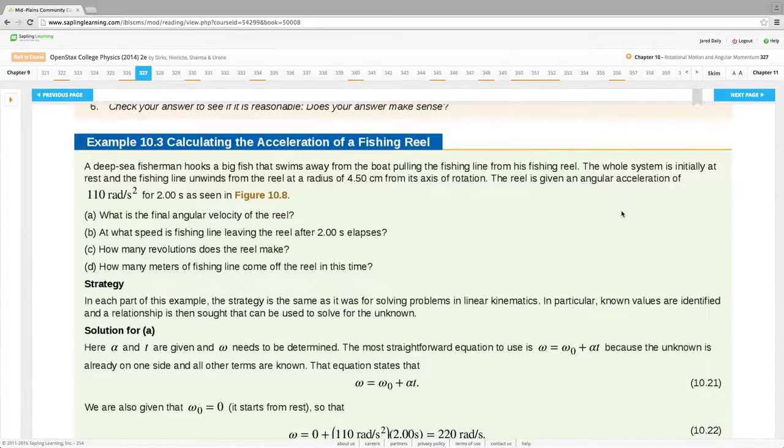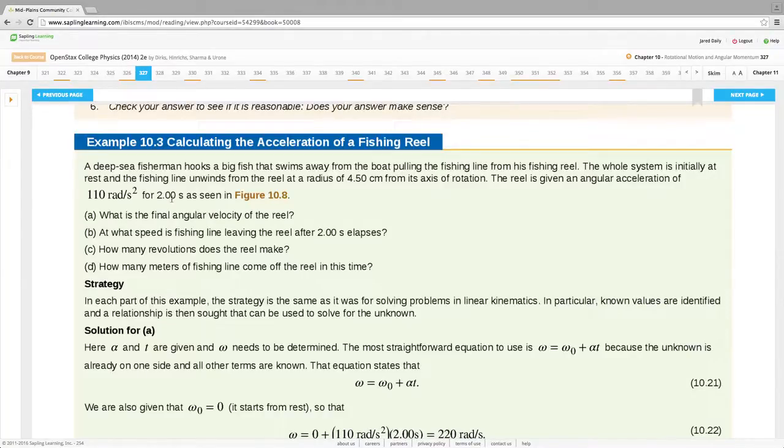we have a deep sea fisherman. They hook a big fish, pulling away from his fishing reel. The whole system is initially at rest. The fishing line unwinds from the reel, and the reel has a radius of 4.5 centimeters. The reel is given an angular acceleration of 110 radians per second squared for 2 seconds as they try to reel it in, right?